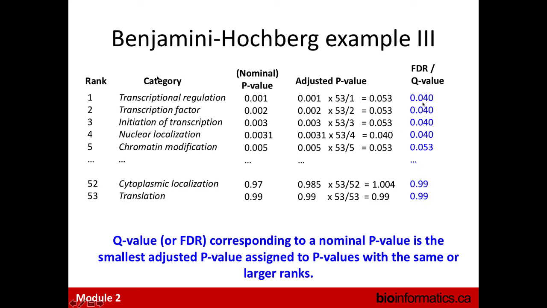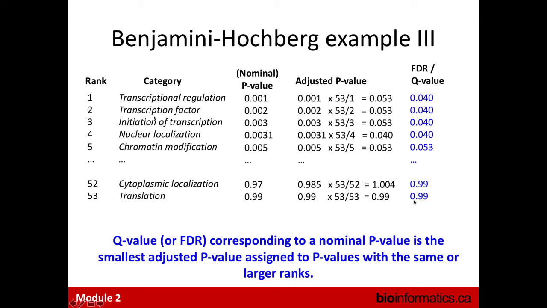So now the adjusted FDR, the q-value, we rank from 0.99 to the best one, which is 0.04. And you see all the ties here. So that's why we don't use it when we get the ranked list.